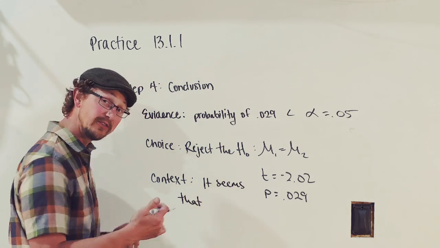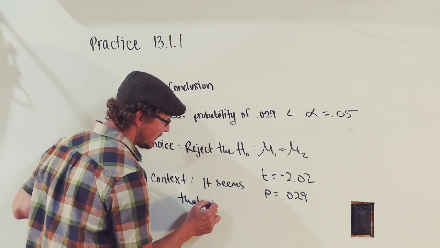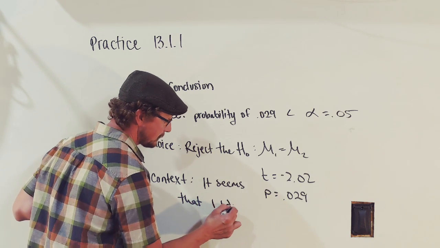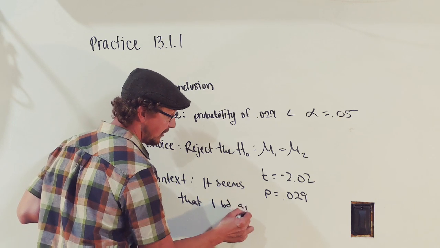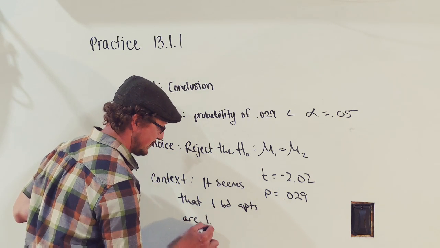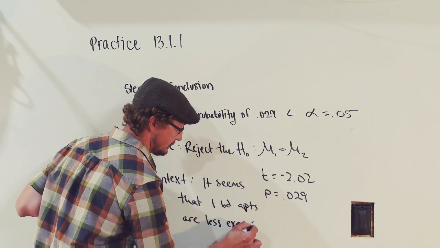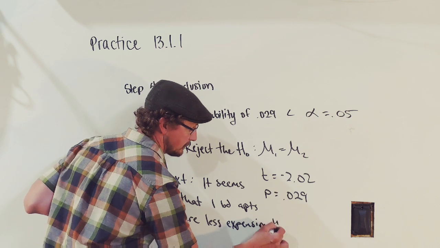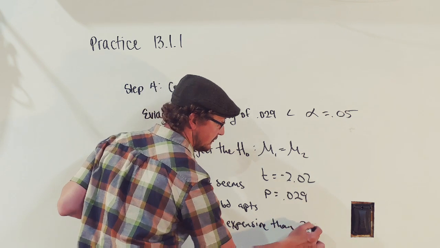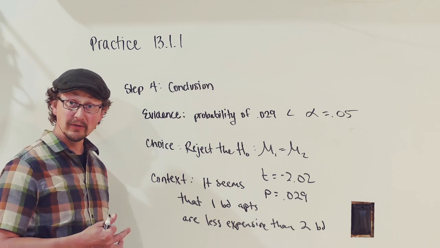So context, it seems that our alternative was that one bedrooms were less than, so that's what we're going to use. One bedroom apartments are less expensive than two-bedroom apartments. Okay, so one bedrooms are less expensive than two bedrooms.